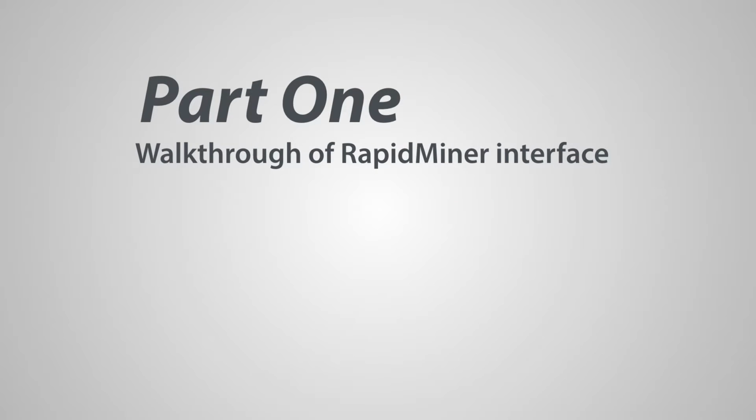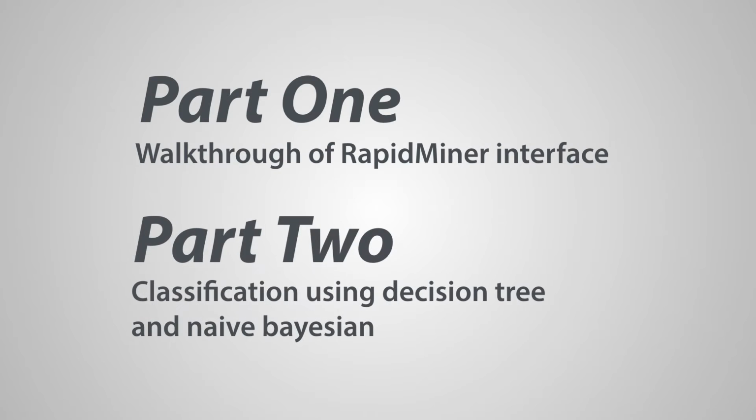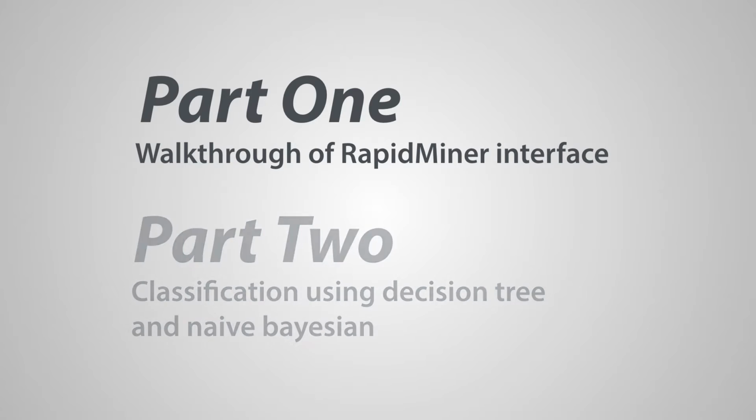In part 1, we'll be walking you through the RapidMiner interface and how the elements fit together. In part 2, we'll be teaching you how to use RapidMiner to do classification, and we'll be using the decision tree and naive Bayesian algorithm. Let's get started.